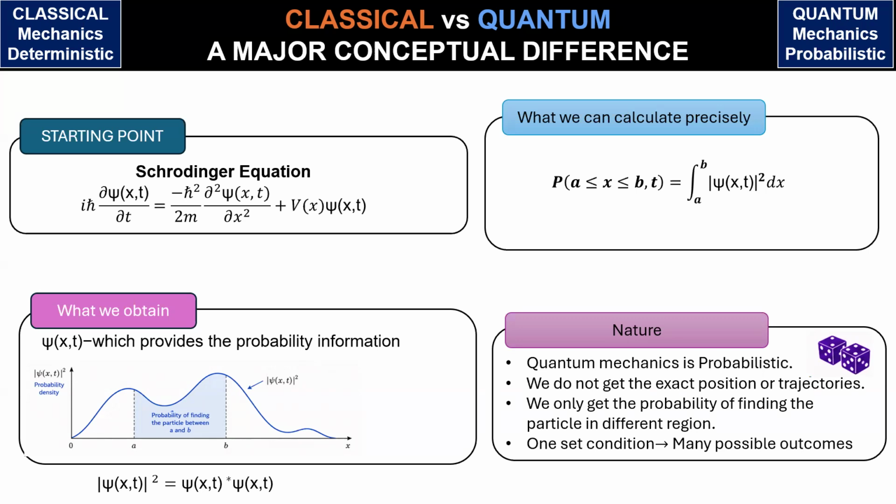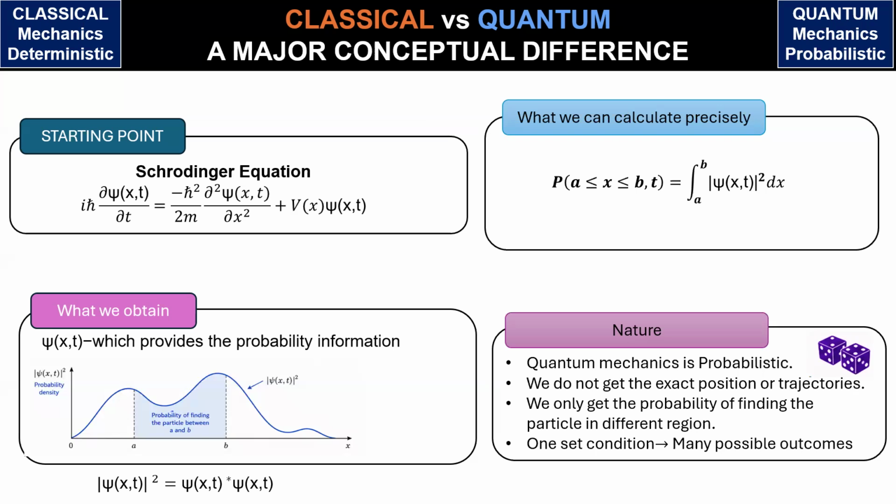We do not get the exact position or trajectories of the particle. We only get the probability of finding the particle in different regions. And in quantum mechanics, basically for one set condition, we get many possible outcomes.